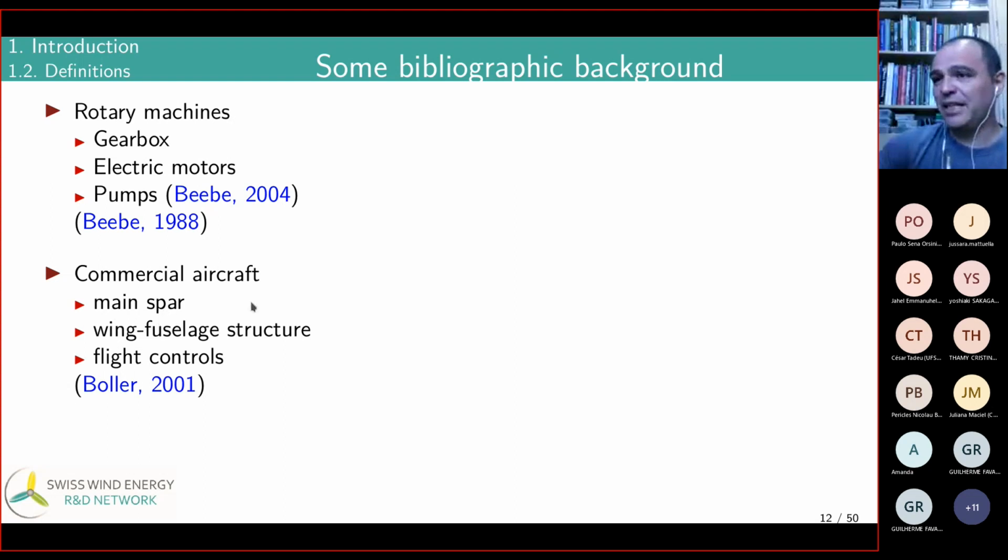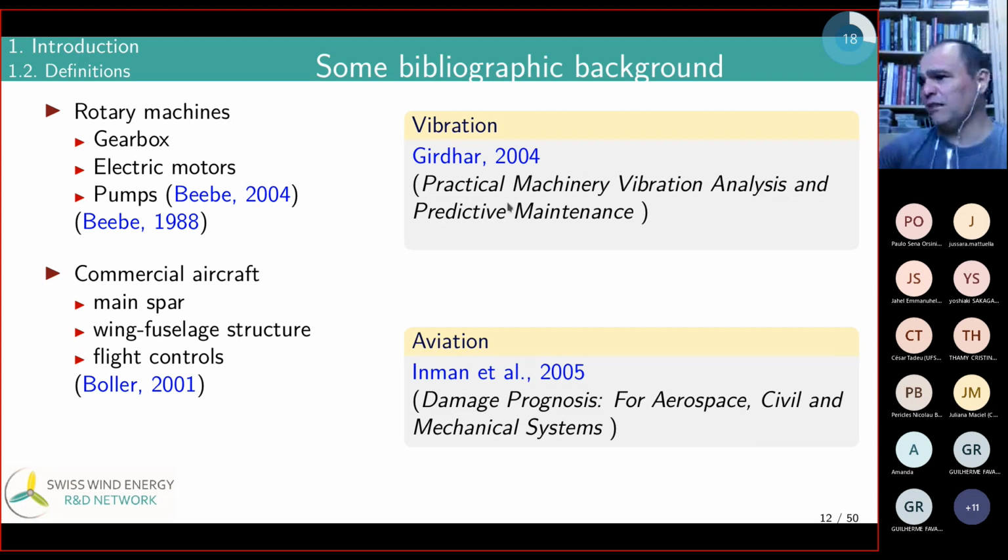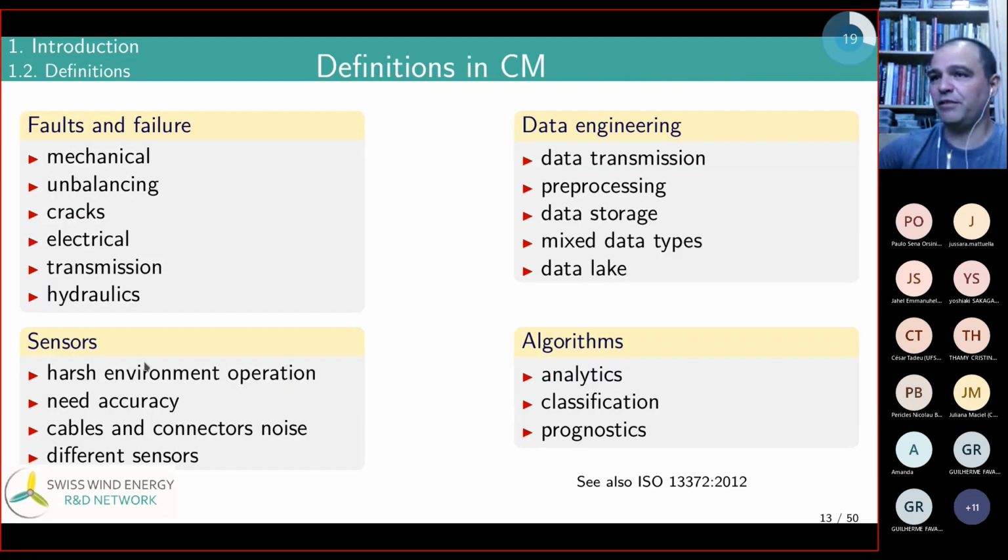So we are monitoring main spar, wing, fuselage structure. Then we moved on to flight controls of aircraft. And so you find lots of works. This is very interesting here from Neiman et al. He is now a professor at Michigan University. And actually this book here was a workshop that happened at Foz do Iguaçu in 2004 with lots of Brazilian engineers and professors.